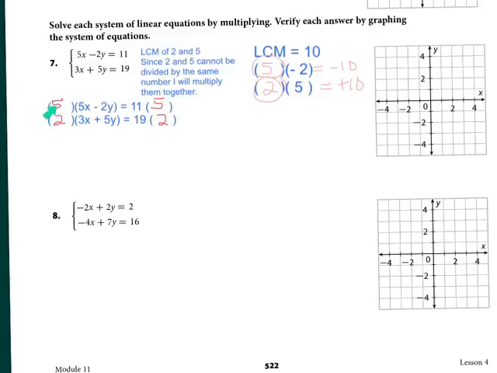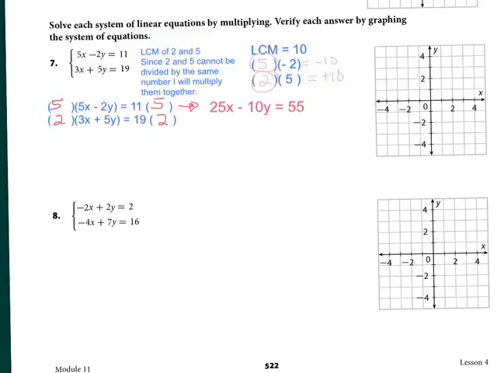So our first equation is 5 times 5 is 25. And 5 times 2 is 10, so negative 10y. And 11 times 5 is 55. Our second equation is also going to change. It turns into 2 times 3 is 6x, 2 times 5 is 10y, and 2 times 19 is 38.